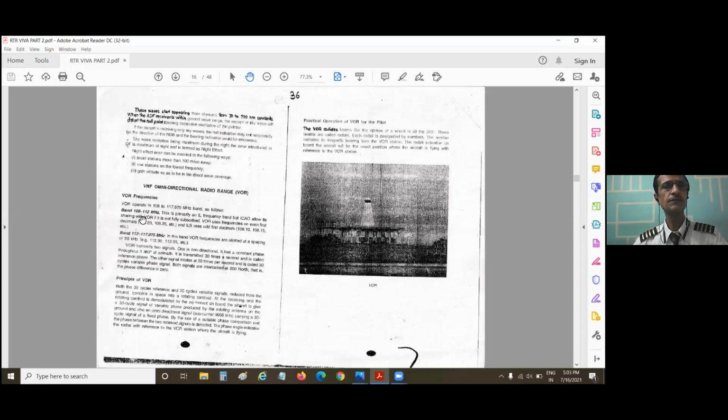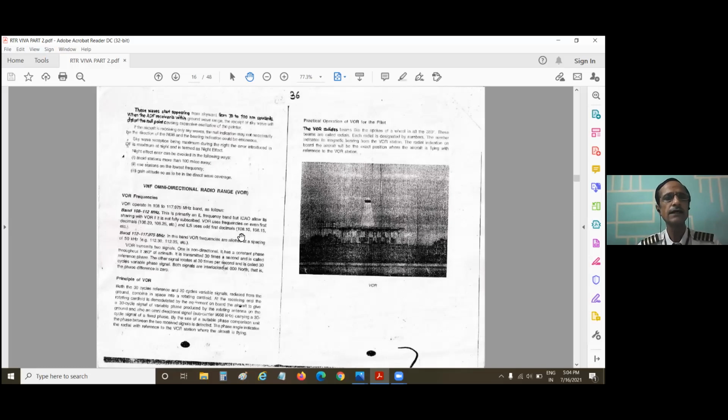Out of this 108 to 112, you can say a bandwidth of 4 megahertz. In the bandwidth of this 4 megahertz, VOR is on even first decimals. The frequency allocation will be on even numbers. From 108 it will start and go even up to 112. And the ILS will use odd first decimals, 108 decimal 10, 108 decimal 15, of course 108 decimal 20, 108 decimal 25.